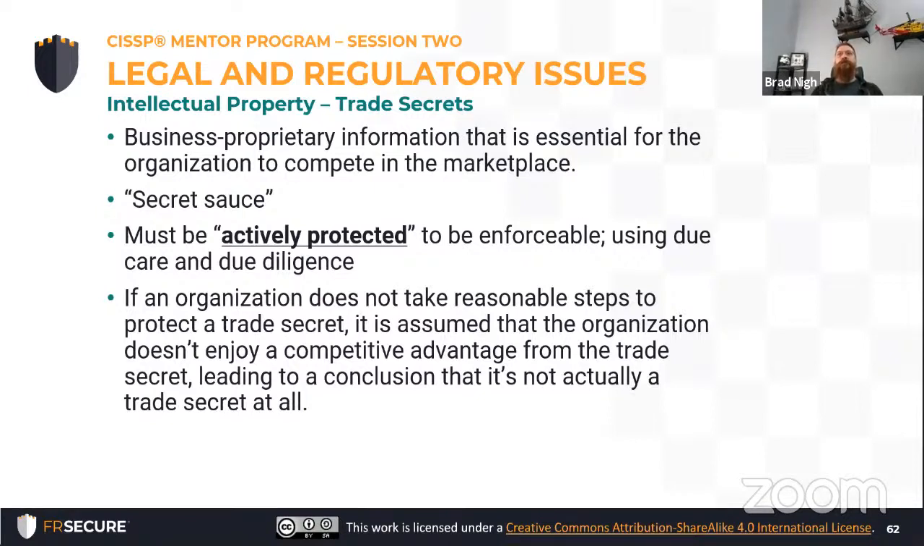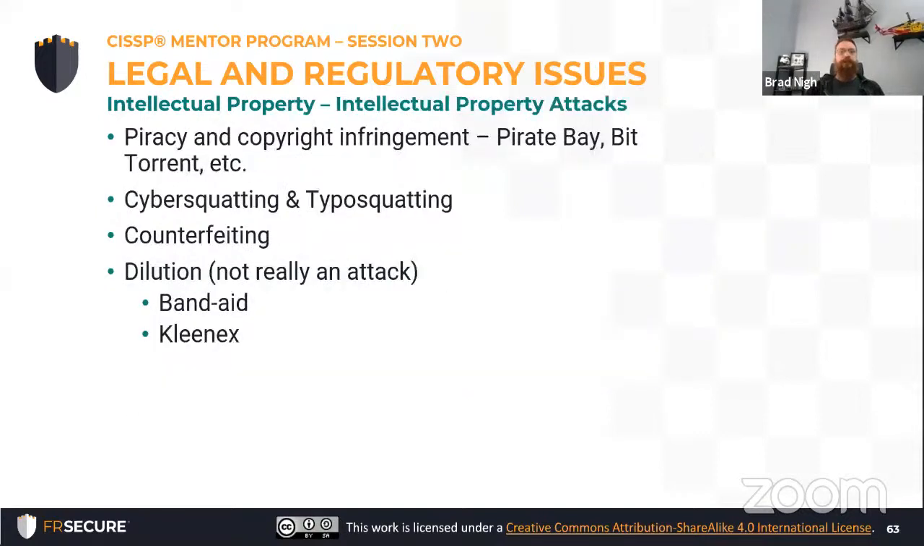As long as you're doing those things, and a lot of times you'll see in the stories where you're like, what? Why would they do that? Well, it's because they have to actively protect their secret sauce.